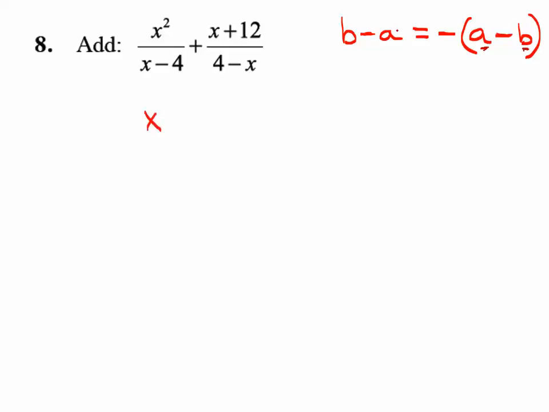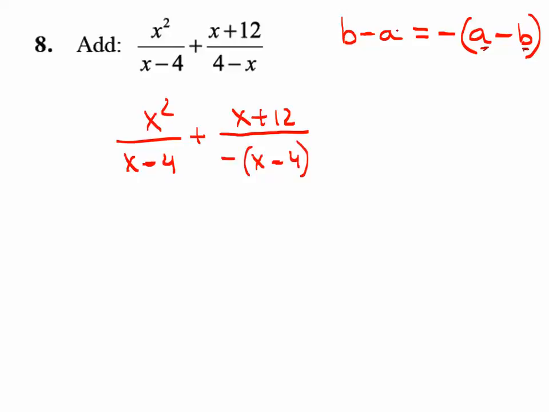So here's what we do. Keep things the same, plus sign here, x plus 12, and the only change occurs with that 4 minus x. We're going to change that to the negative of x minus 4. So we switch the numbers around.